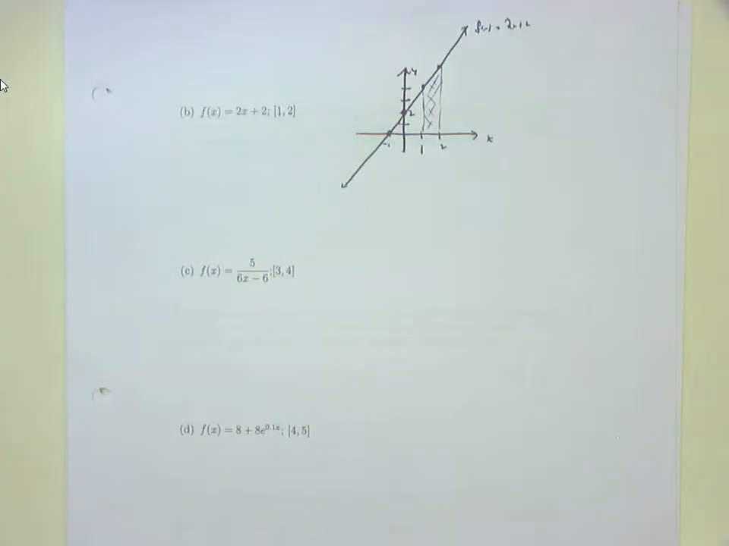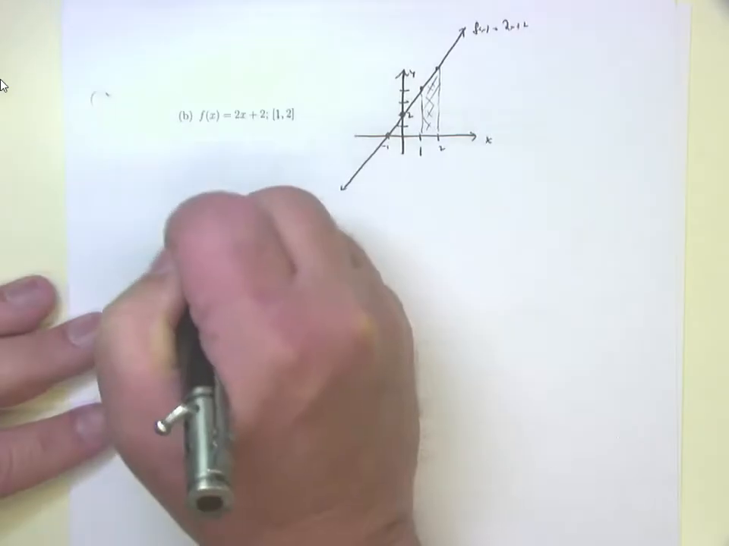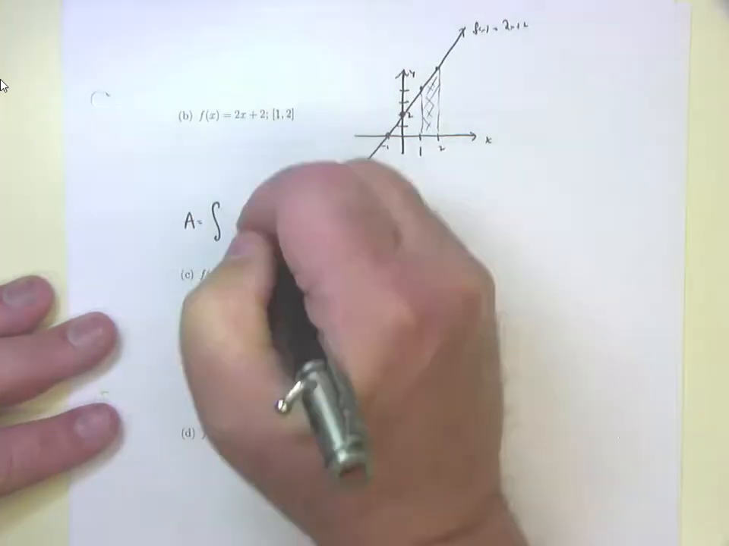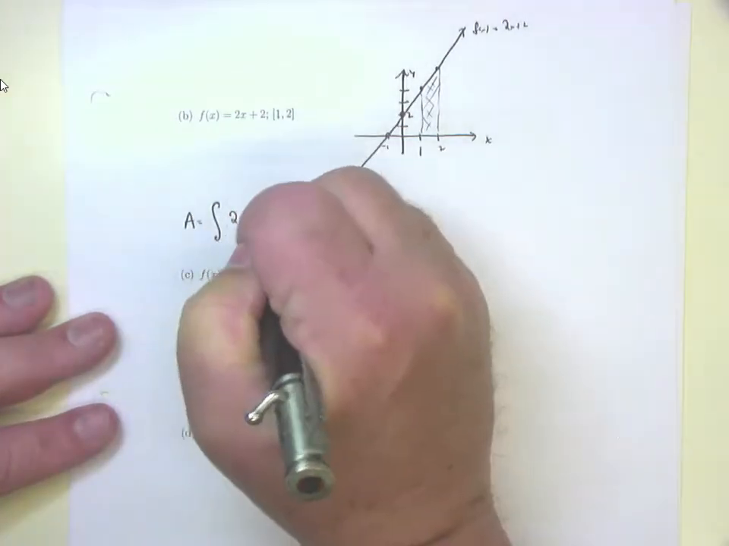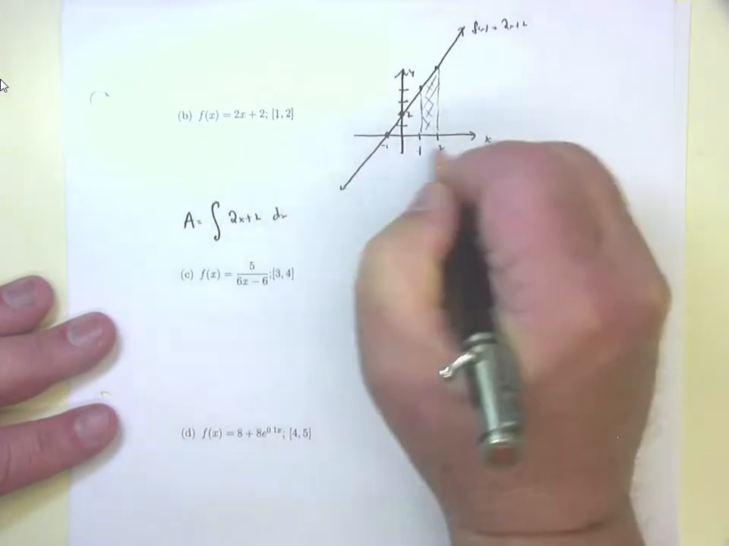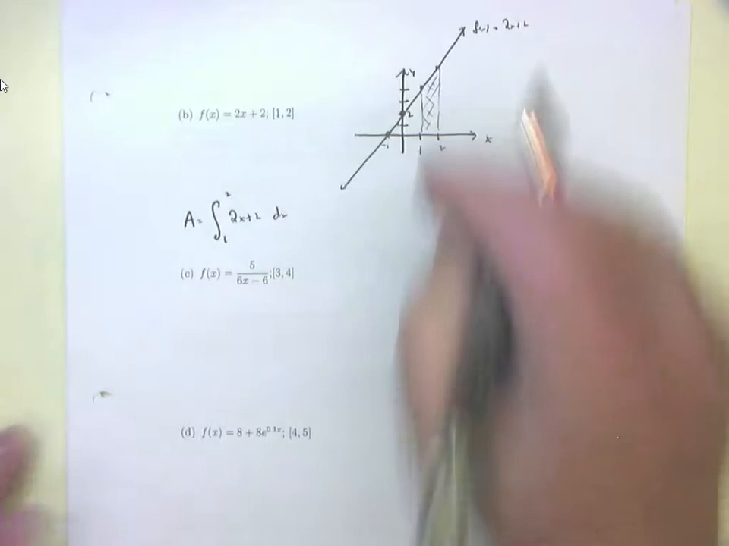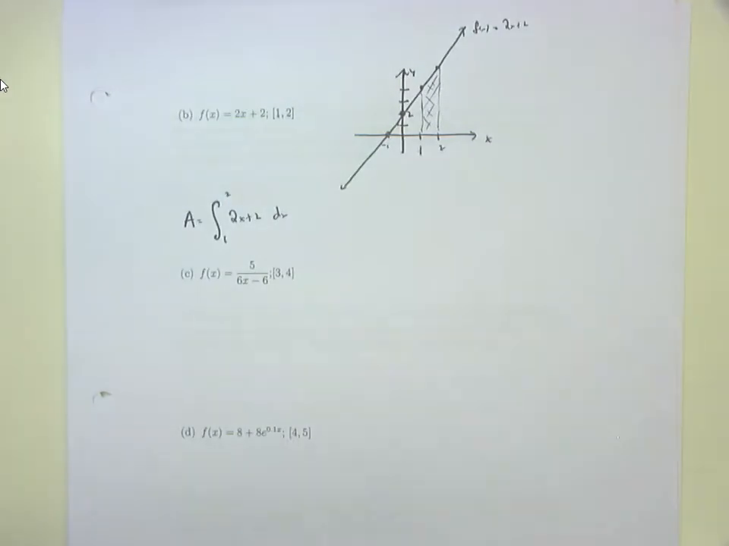Does that make sense? But here's the key to it. Where is this area located? Above the x-axis. Our function is a positive function. So what we're going to do to find area is integrate the function 2x plus 2 dx from 1 to 2, and I don't have to break up my region at all because the entire region is above the x-axis. Does that make sense?